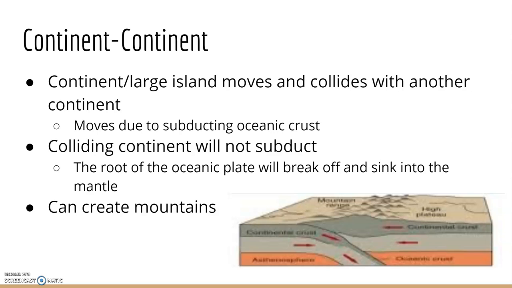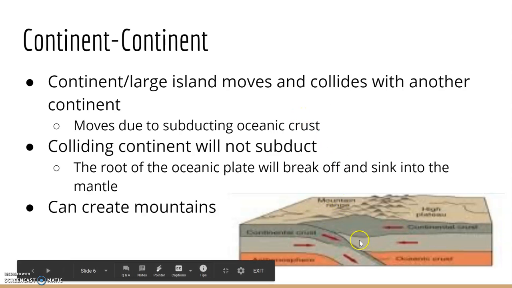And then next we have continent-continent. So for continent-continent, there involves two continental plates, of course, and then one of them will be a continent/large island that moves and collides with another continent. So this plate moves due to subducting oceanic crust. So the colliding continent will not subduct.